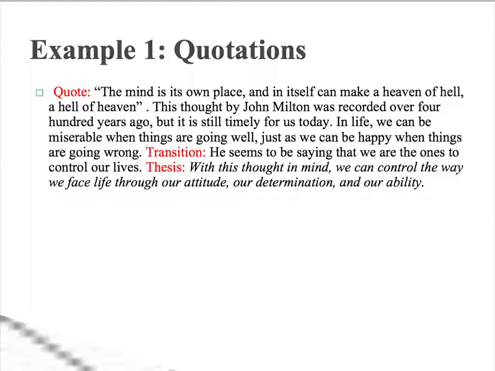The mind is its own place and it in itself can make a heaven of hell, a hell of heaven. This thought by John Milton was recorded over 400 years ago, but it is still timely for us today. In life, we can be miserable when things are going well, just as we can be happy when things are going wrong. So then this writer transitions and says, he seems to be saying that we are the ones to control our lives. So his transition is actually kind of explaining the quote.